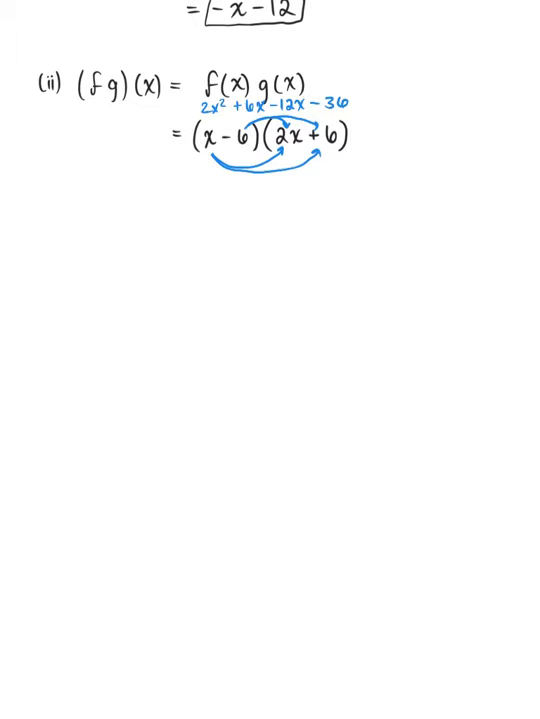So notice our two intermediate terms here are like terms, this plus 6x and minus 12x. So combining those and simplifying this, we are left with the expression 2x squared minus 6x minus 36. And so this is our beautiful final answer here for the product, f times g of x. And last but not least, part 3.